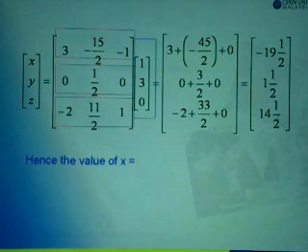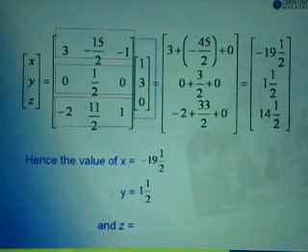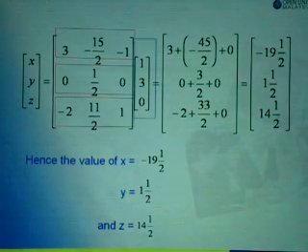So from here, we can say the value of x equals negative 19.5. And then we have y equals 1.5. And the same goes for z, we have the answer 14.5. So that is the method we use to solve a simultaneous equation, whether it is a 2 by 2 or 3 by 3 matrix.